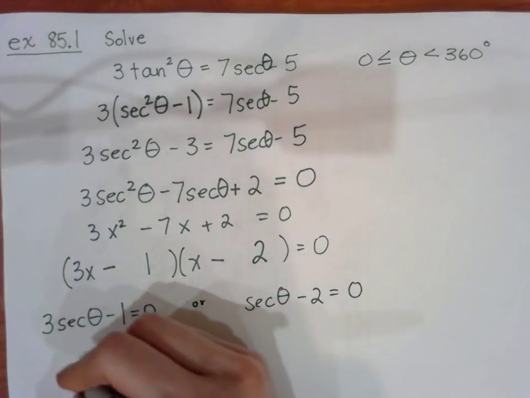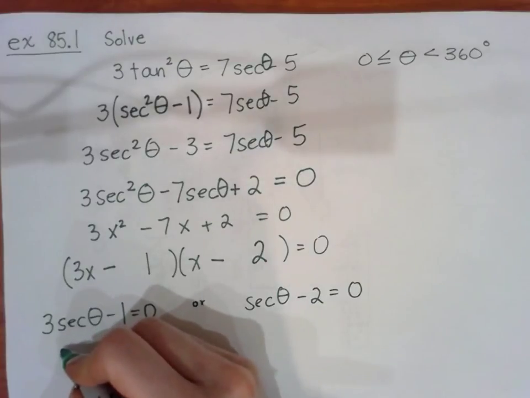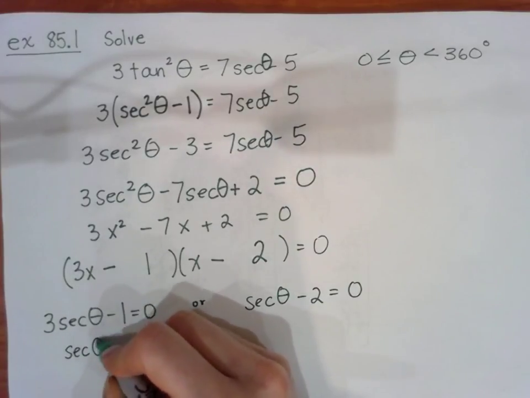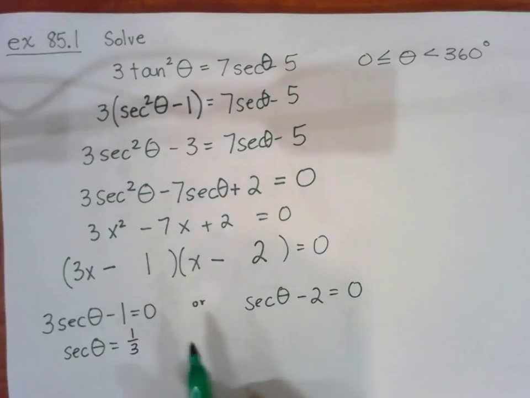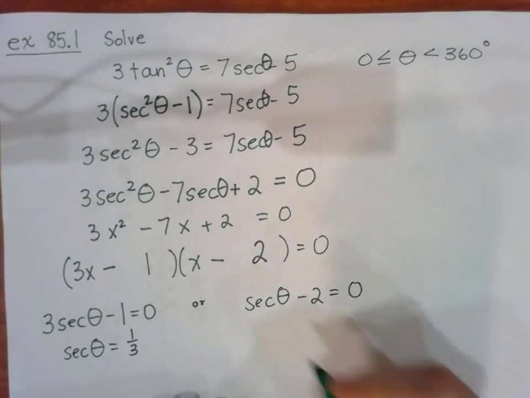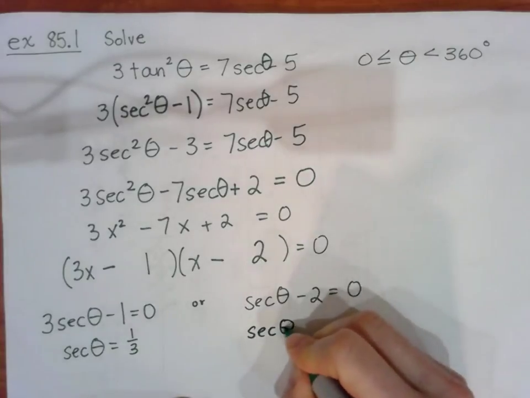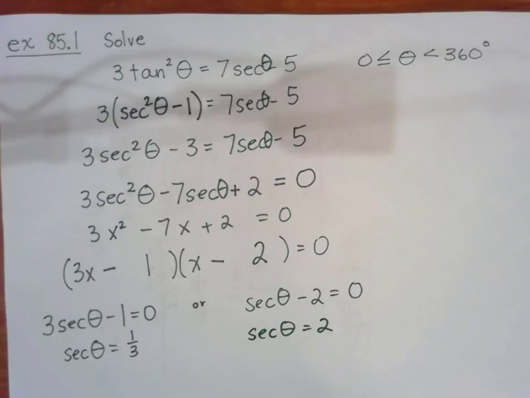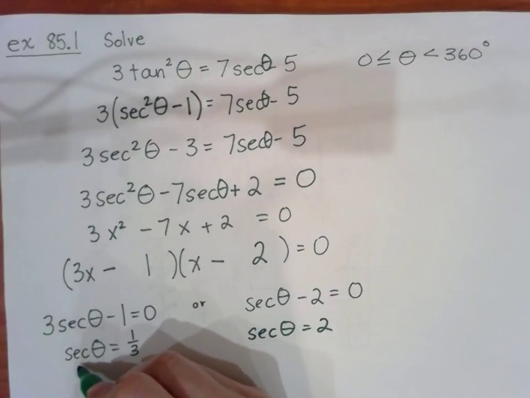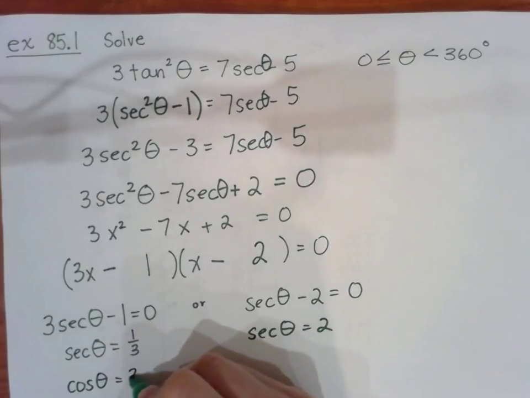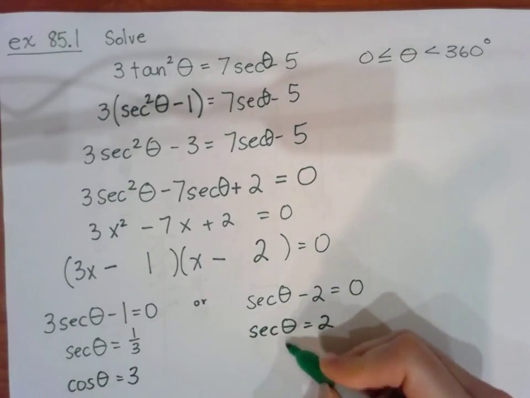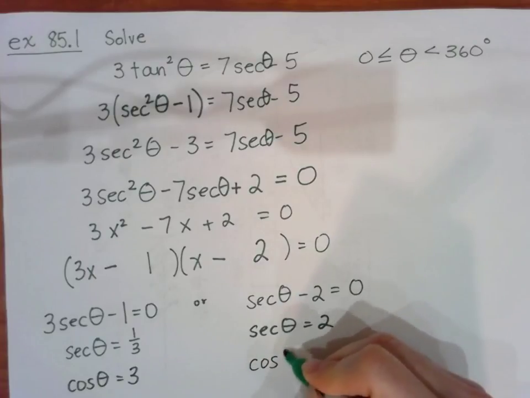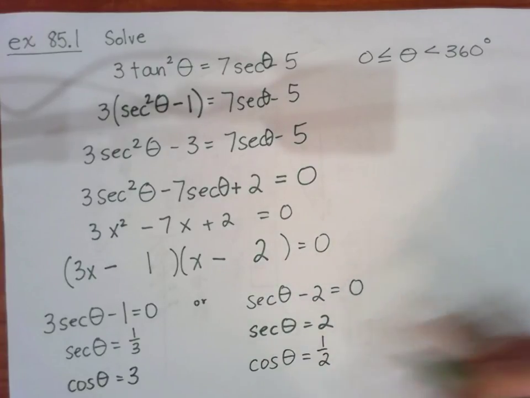Okay, so that means over here we would have the secant is equal to 1/3. We add the 1, divide by 3. And here we would have that the secant of theta is 2. Now we're not quite as familiar with the secant function as we are with its reciprocal, so let's turn everything upside down. If we take the reciprocal of secant, that would be cosine of theta. Take the reciprocal of the other side, we get 3. Again, the reciprocal of secant is cosine, and the reciprocal of 2 is 1/2.